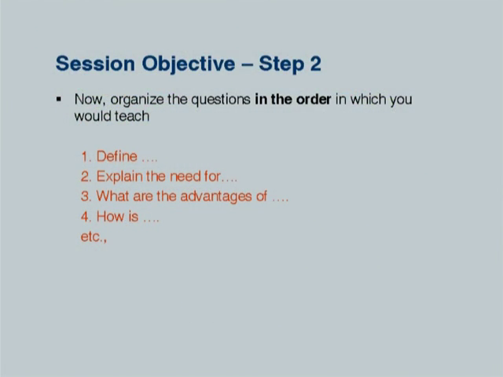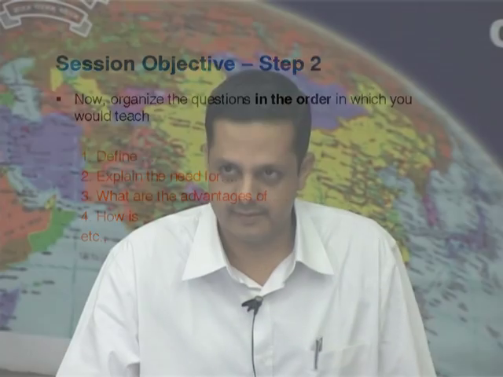Now, having written those questions, I would request you to organize them in the order in which you would have taught them. While writing the questions, you would have written them in a not so ordered fashion. On the side, just put the numbers in the order in which you would have taught them. Only change the numbers, you need not repeat the questions. 1, 2, 3, 4, 5 in the order in which you would have taught it in the class. That means the answers for those questions would have been the ones which you would have taught in the class.